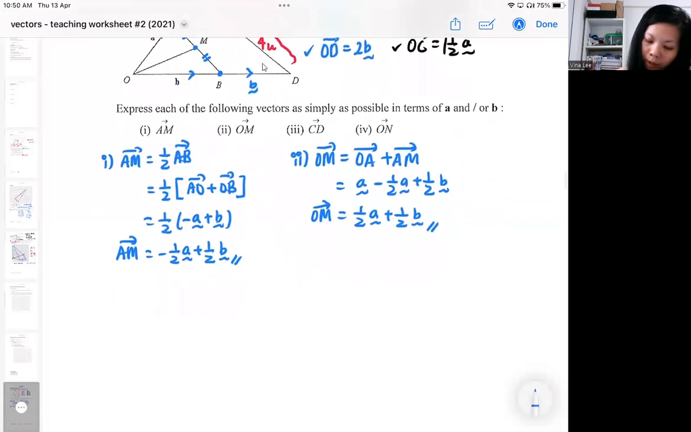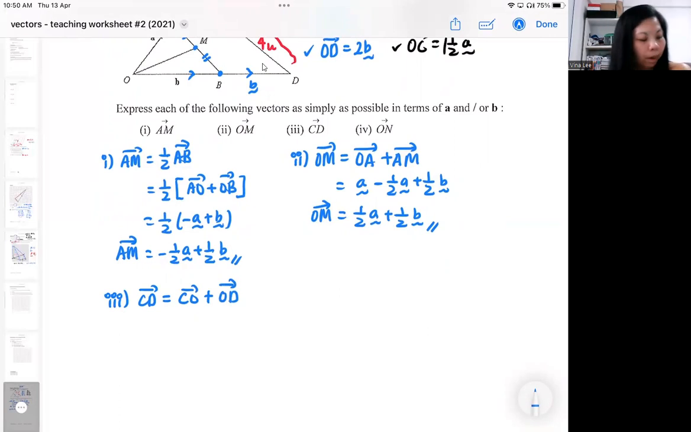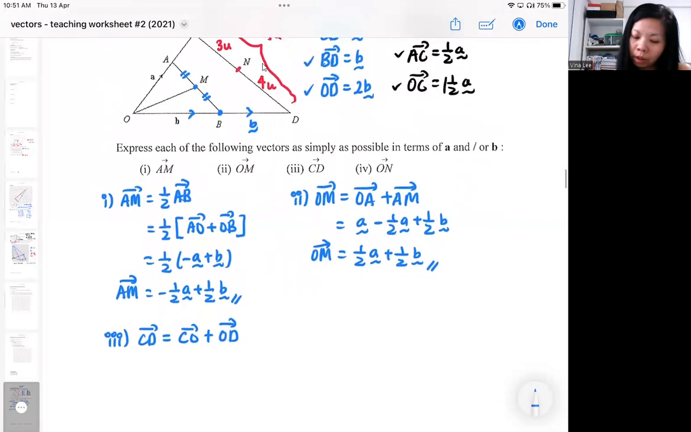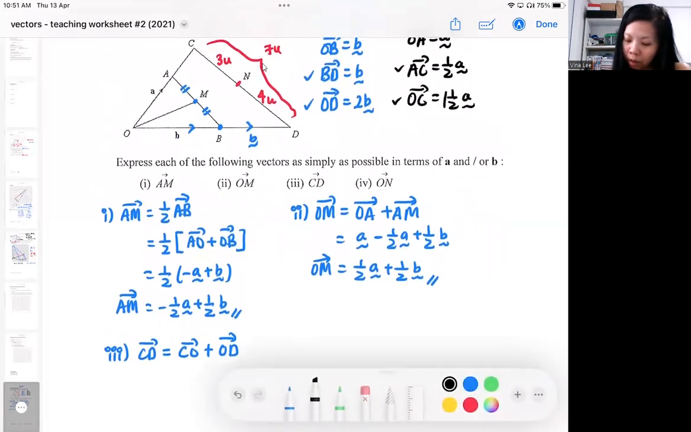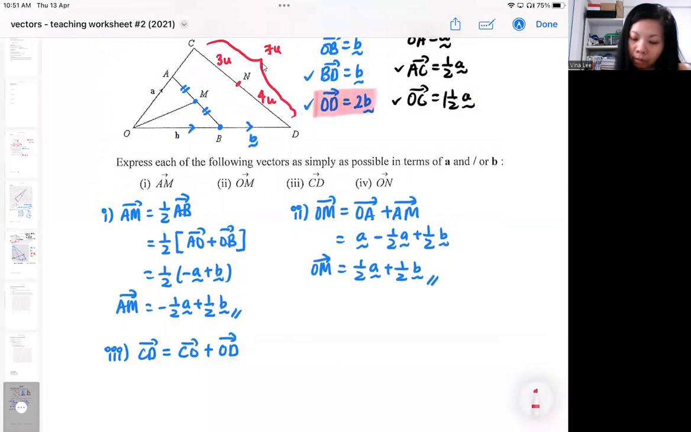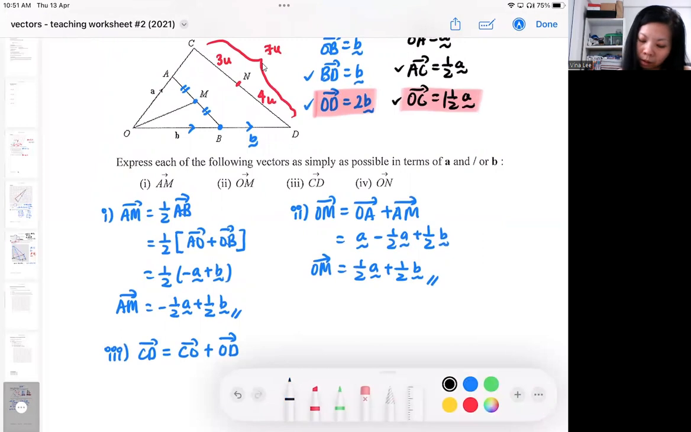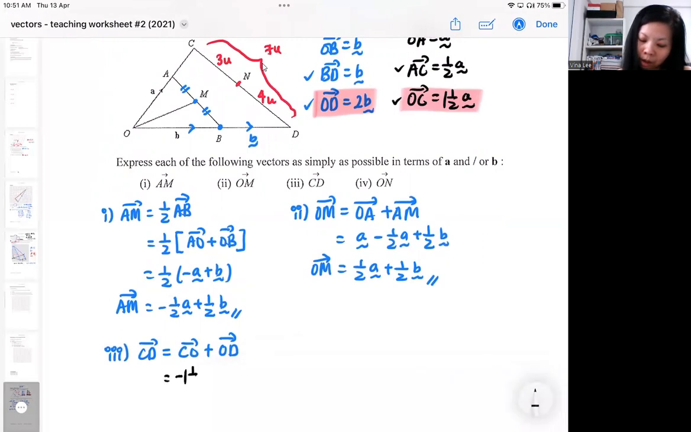Then we go to the third part. You would like to find CD. So look around you. What do you have to fill in the blank? So you got CO plus OD. So just now you managed to come up with some extra information. So based on that, you will get minus 1.5A plus 2B.